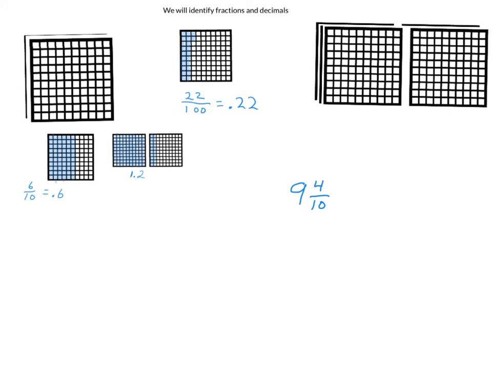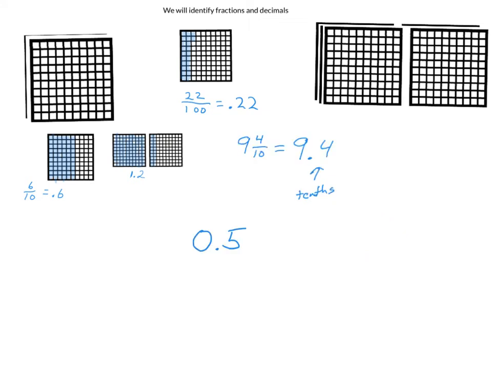Now, if I was asked to write this mixed number 9 4/10 as a decimal, it's going to look like this. It's going to be 9 wholes and 4/10. We know this is tenths because it's in the tenths column.